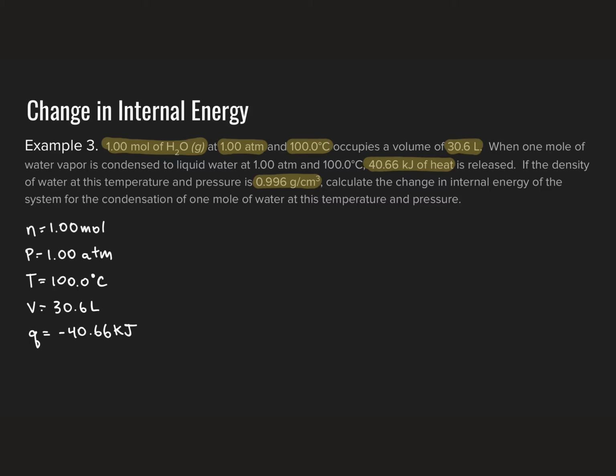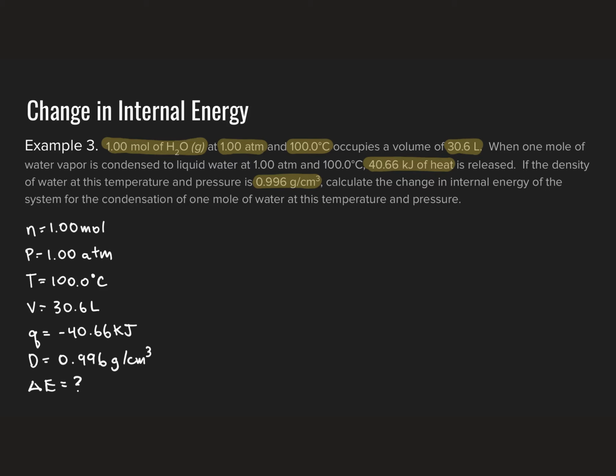And then again, we've got a density, so D equals 0.996 grams per cubic centimeter. And we're looking to solve for our change in internal energy. That would be delta E. So we have now gone through and identified all the variables we've been given here. Let's now start by thinking about some equations that we can deal with.